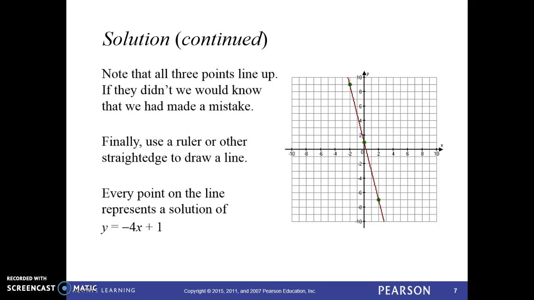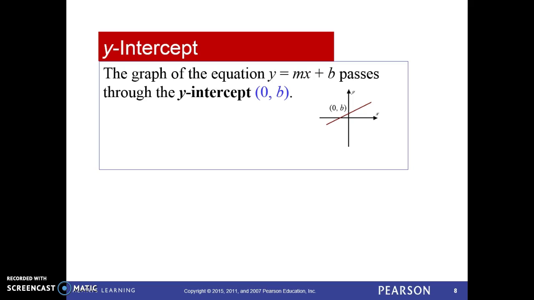In addition, you're going to look at something called the y-intercept in this chapter. The y-intercept is where the line passes through the y-axis, so where it crosses the y-axis. We know that that point is always where x is equal to 0. So I can put 0 in for x and solve, and that's always going to be my y-intercept.